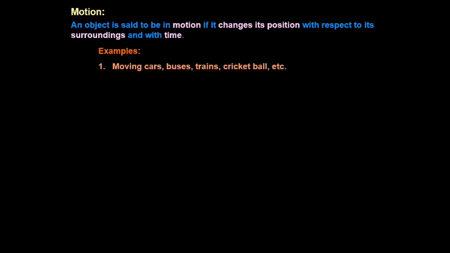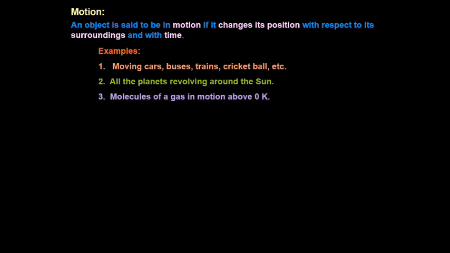Some examples: moving cars, buses, trains, cricket ball, etc. These are moving objects. All the planets revolving around the sun, these are moving. Molecules of a gas are in motion above 0 Kelvin. Remember, at 0 Kelvin there are some strange things happening that you will be learning in the thermodynamics chapter, but at present you can understand that above 0 Kelvin the molecules are in motion.